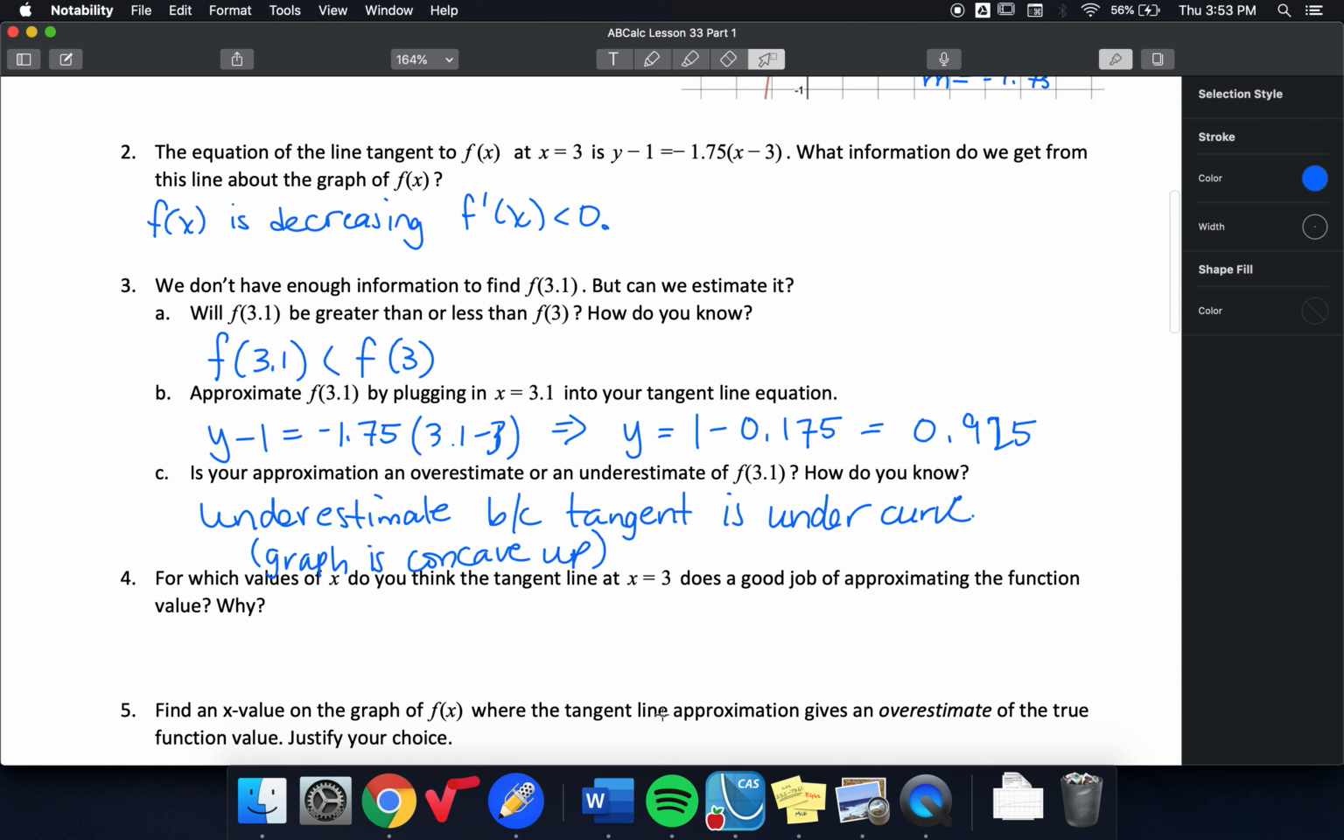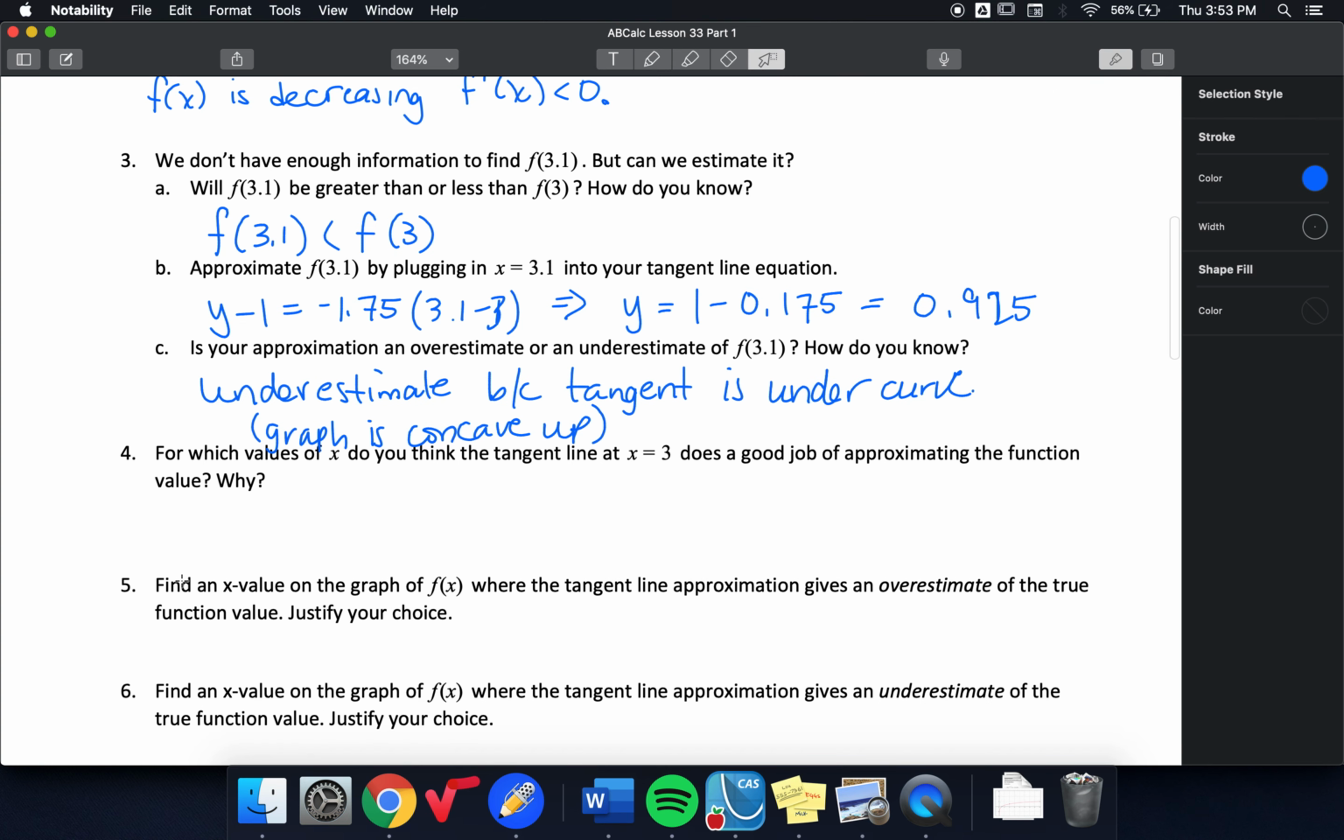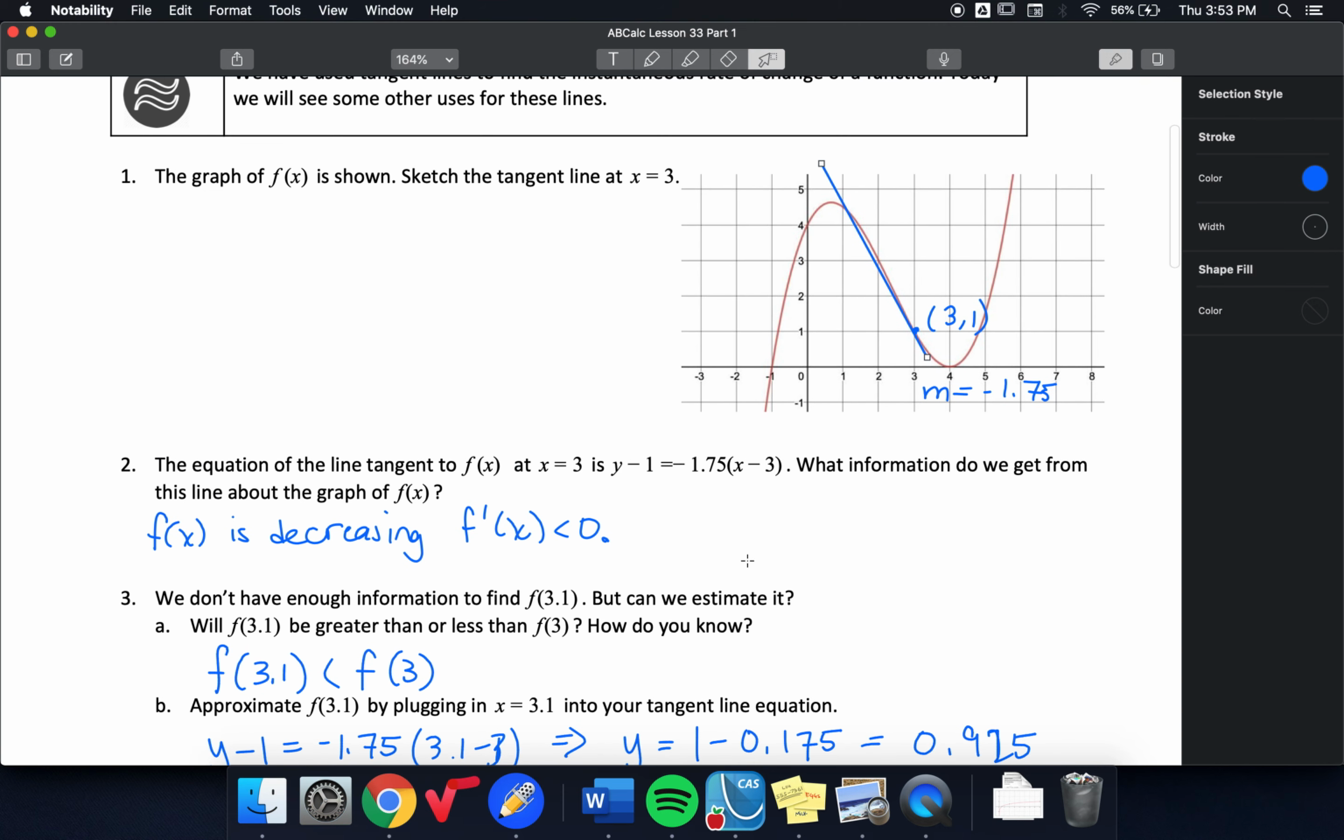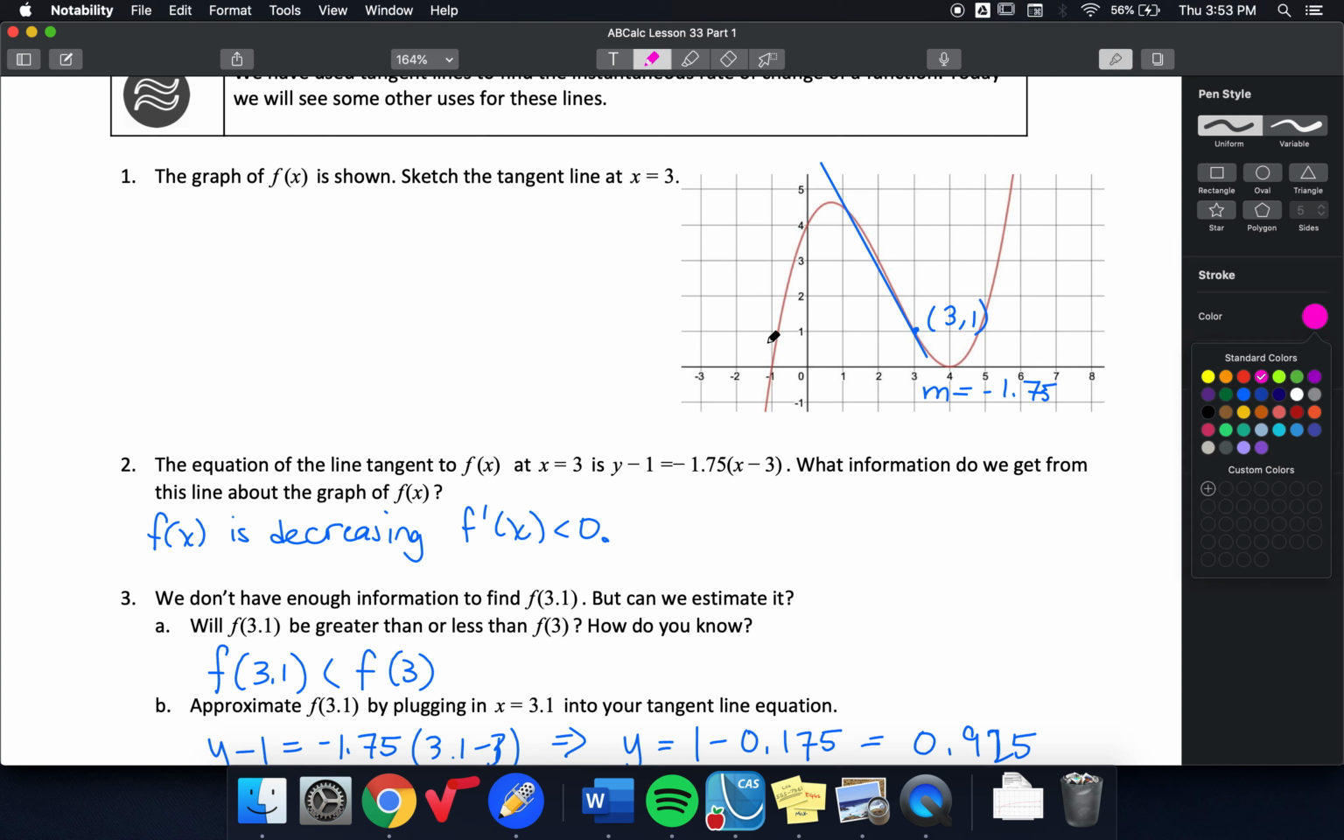All right. Continuing on, we want to find an x value on the graph where the tangent line approximation is an overestimate. So I could pick any point where my tangent line is going to be above the curve. So for example, when x is negative 1, let me pick a different color here. So at x equals negative 1, my tangent's going to be an overestimate. At x equals, let's say, 5.5. Ooh, sorry, 5.5 is an underestimate, not an overestimate, so that's a bad one.